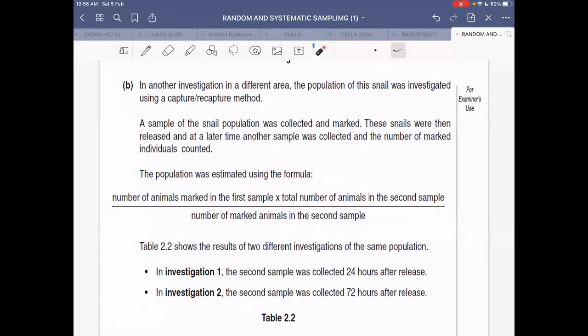In another investigation in a different area, the population of this snail was investigated using a capture-recapture method. A sample of the snail population was collected and marked. These snails were then released, and at a later time, another sample was collected and a number of marked individuals counted. The population was estimated using the formula.